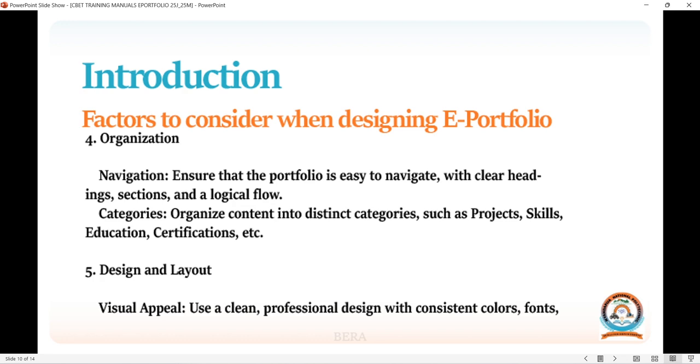And then also another factor which is very important, design and layout. Your e-portfolio should be visually appealing. Use a clean professional design with consistent colors and fonts. I'm going to show you how we are going to use our theme colors for Nyandarua National Polytechnic. And then we are going to have some consistency for professionalism. So simplicity is the way to go here.